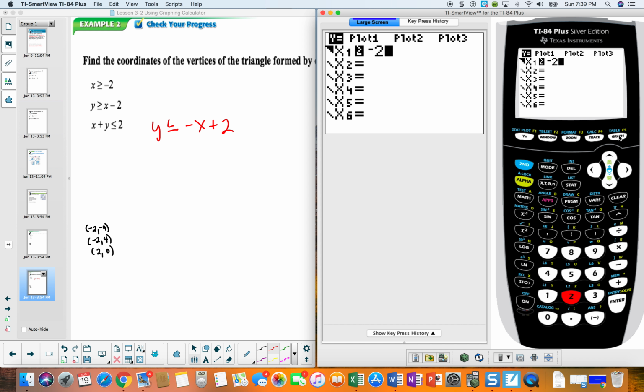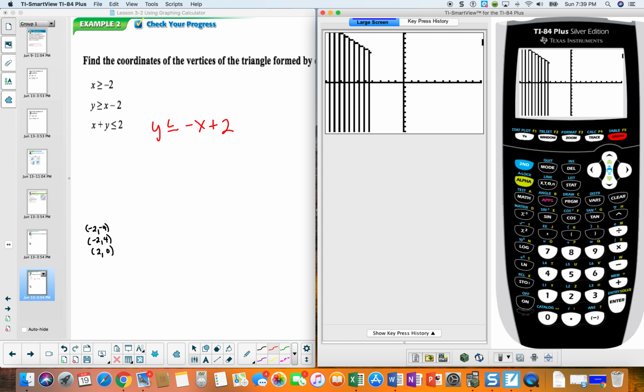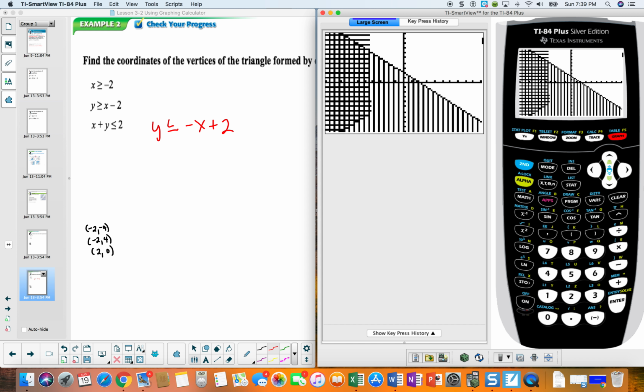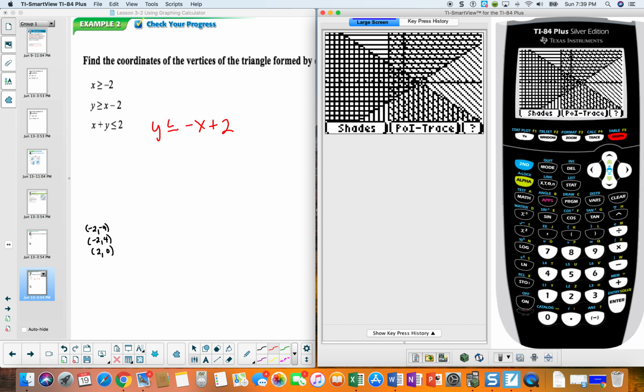Okay, and I can go ahead and graph, and I'm going to get this graph, and here's my triangular area right over here. So I'm going to press alpha, zoom, and I'm going to get 2, 0, which was one of the answers. I'm going to press left arrow, and I'm going to get negative 2, 4, which is right over here. And then I'm going to go down, and here we go, I finally got it, negative 2, negative 4, which is my last option.